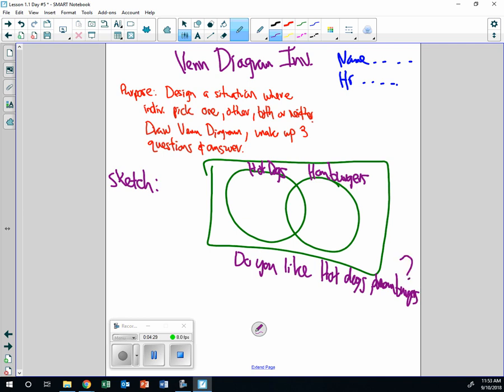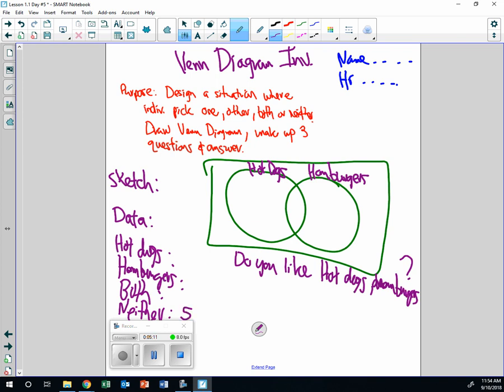All right, so now, once you have that, then write your data for this one: hot dogs, hamburgers, both, or neither. All right, let's try it. Raise your hand if you like. You have to pick only one. How many of you like neither hot dogs nor hamburgers? Don't like either one. Maybe you're vegetarian. 1, 2, 3, 4, 5 people. Don't like them.